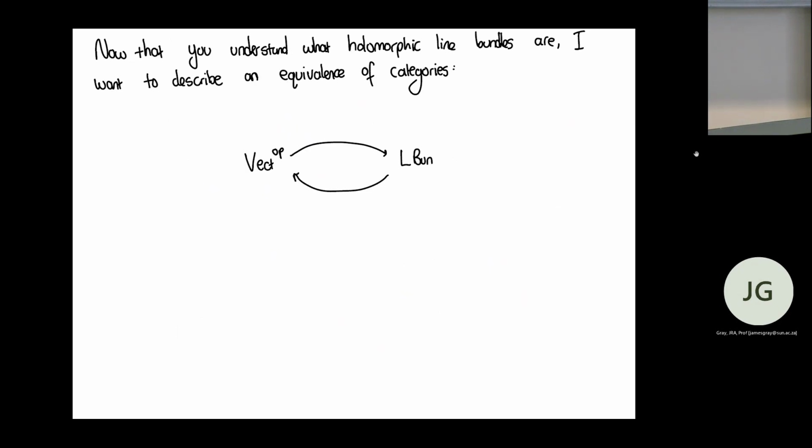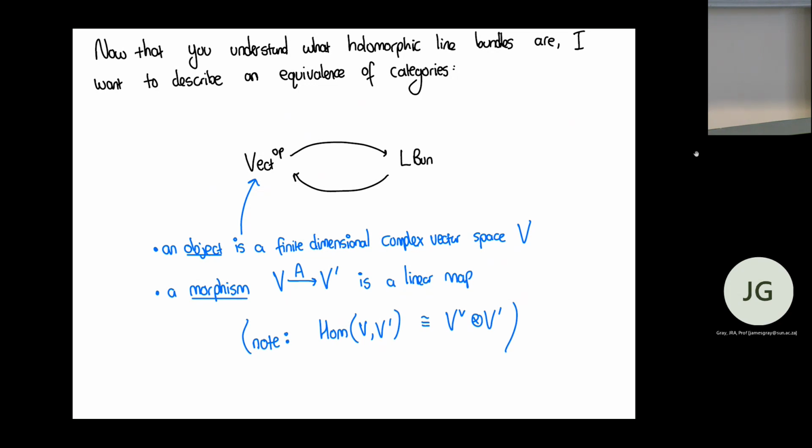Okay, so now that you understand what holomorphic line bundles are, I want to describe an equivalence of categories between the category of finite dimensional vector spaces and linear maps, and the category of line bundles. So this thing on the left, an object is a finite dimensional complex vector space V. I'm describing Vect, not Vect-op, just Vect. And a morphism is just a linear map. One thing to remember about linear algebra is that linear maps from V to V prime is canonically isomorphic to the dual of V tensored with V prime.